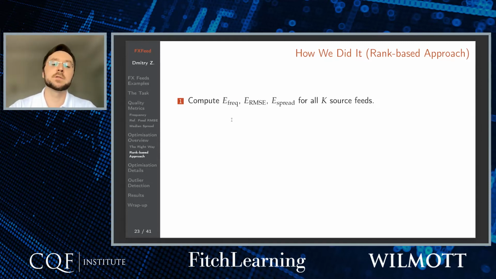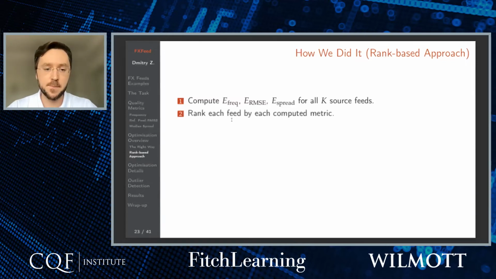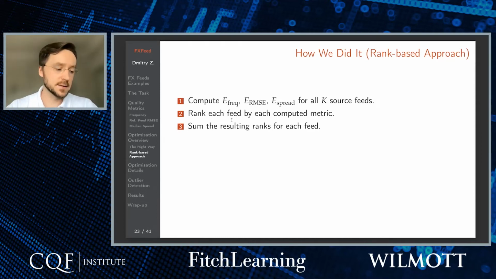So we compute the 3 metrics for all available source feeds. We then rank each feed by the computed metric, and then we sum the resulting ranks for each feed. And after that step, we can say that this source feed is better than the other feeds. This one is the second best, and so on.